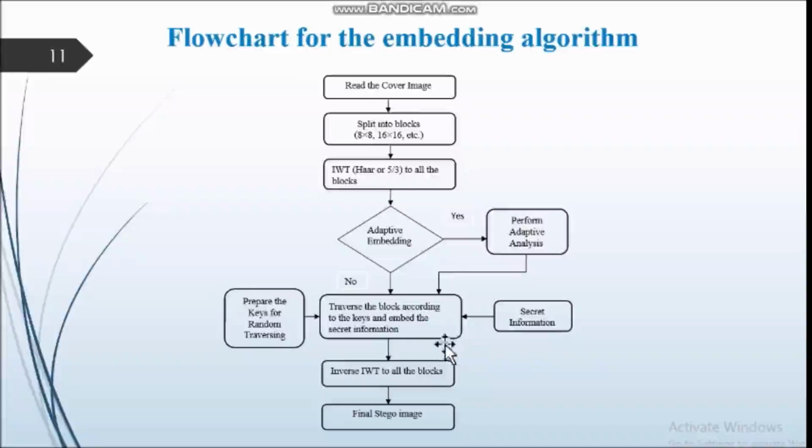Once all the information has been inserted by LSB substitution, perform inverse IWT on each block to transform the image back to the spatial domain. The image now carries the secret information hidden safely inside and can be used for transmission or other purposes. This image is called the stego image.